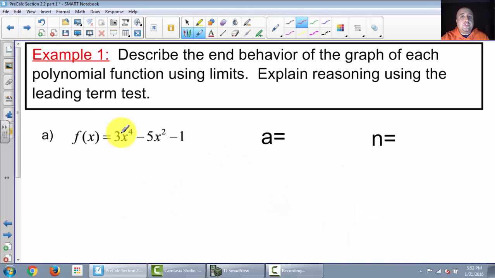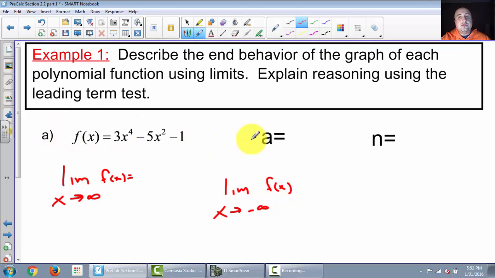All right, so let's see what we have here. It says describe the end behavior of each graph using polynomial function using limits. Okay, so we're going to do the limit as x approaches infinity. What's our function equal to? And we're going to do the limit as x approaches negative infinity. What does our function do?